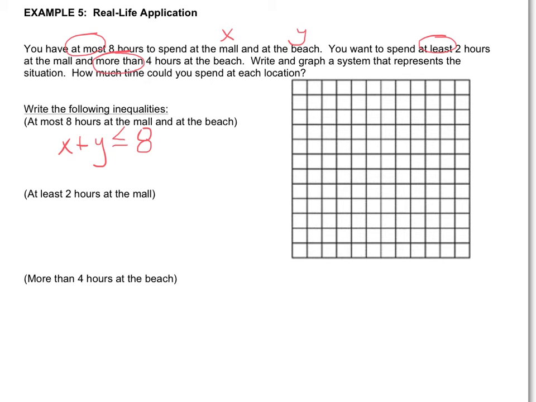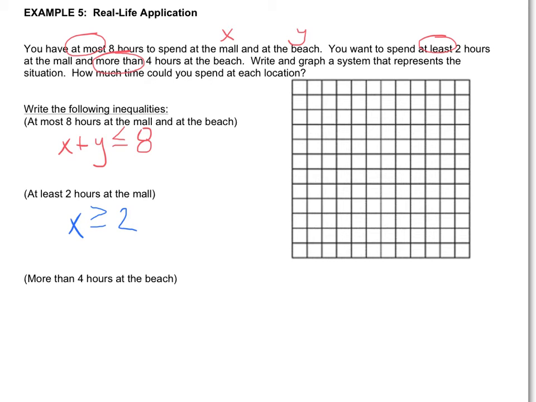Then when I go on to the second equation, at least 2 hours at the mall. That's in sentence 2. Well, our mall is our X. 2 hours at least means equal to 2 hours or more. So greater than or equal to.